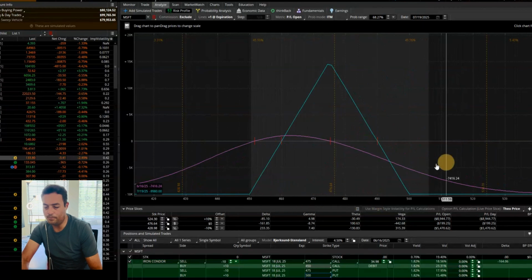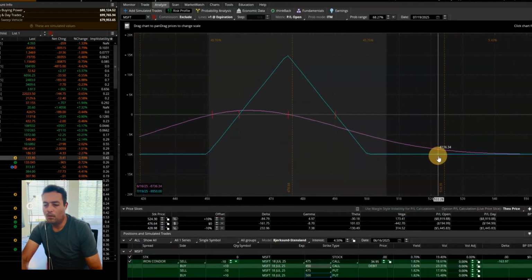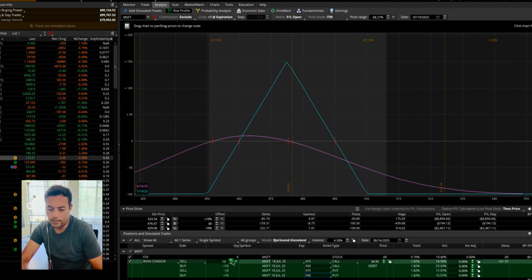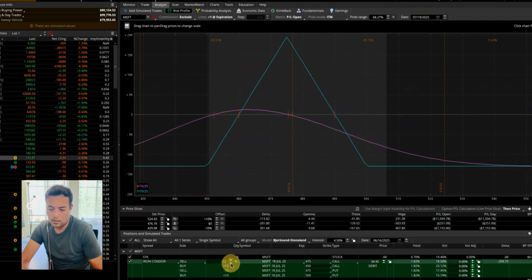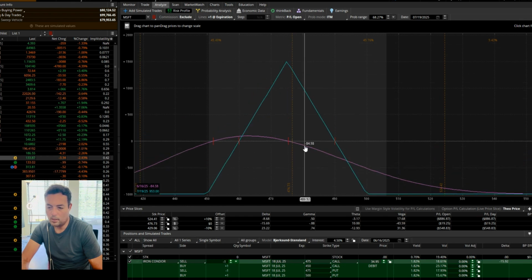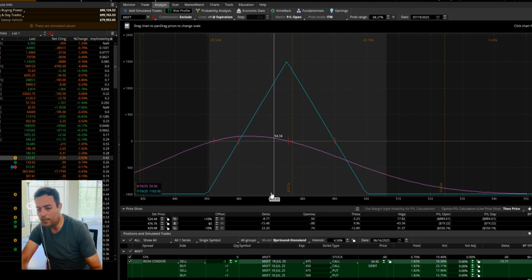Now look at this. You are risk defined on both sides, and then you are collecting. Let me bring this down to 1, so we can check the numbers. Okay, so this is the short iron butterfly trade. Perfect, good setup.